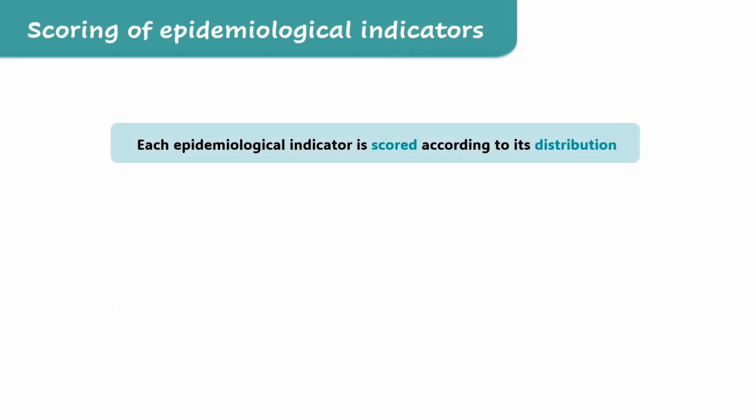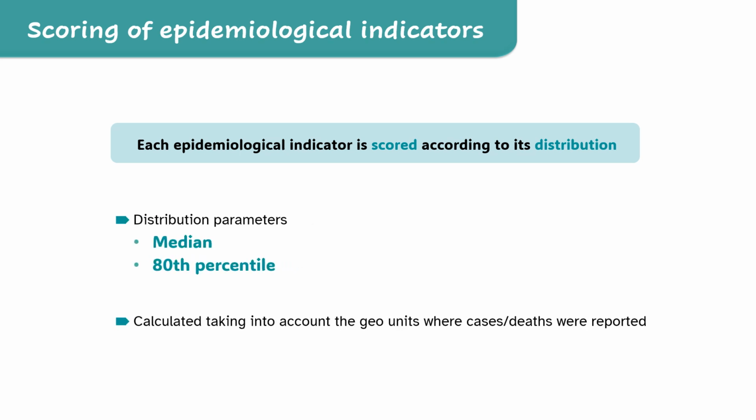Each of these three epidemiological indicators will then be scored. The scoring scale of each epidemiological indicator depends on the distribution parameters of the corresponding indicator in the country, taking into account two distribution parameters, the median and the 80th percentile. For each epidemiological indicator, the distribution parameters are determined taking into account the geographic units where cholera cases or cholera deaths were reported over the PAMI analysis period.